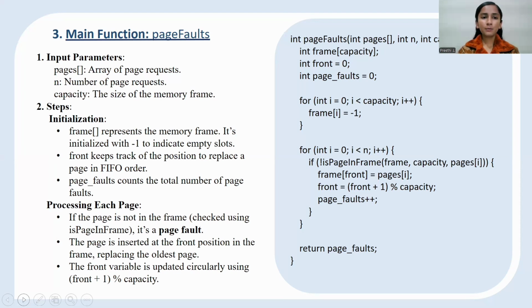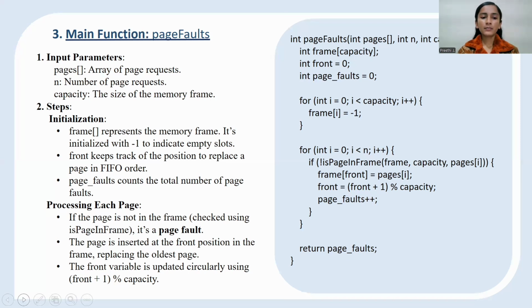The first one is input parameters, which contain the array of page requests, the number of page requests, and the size of the memory frame. And the steps are initialization. Frame array represents the memory frame. It is initialized with -1 to indicate empty slots. Front keeps track of the position to replace a page in FIFO order. Page faults counts the total number of page faults.